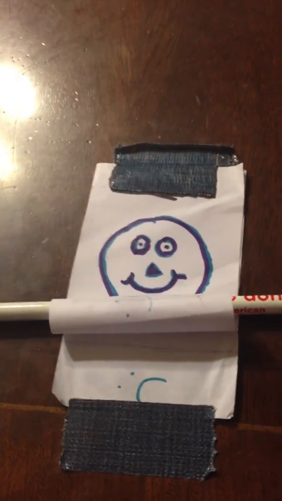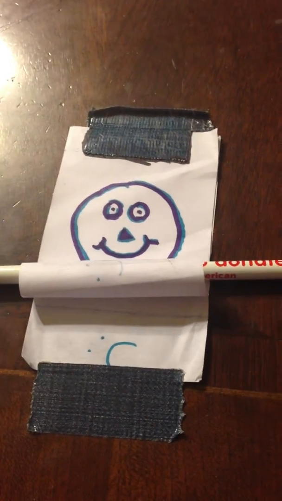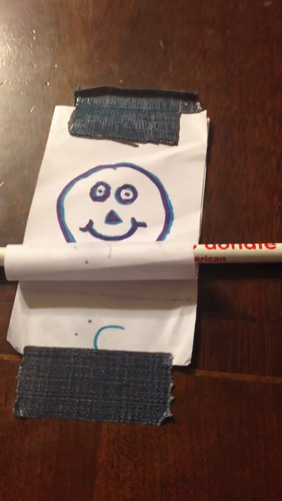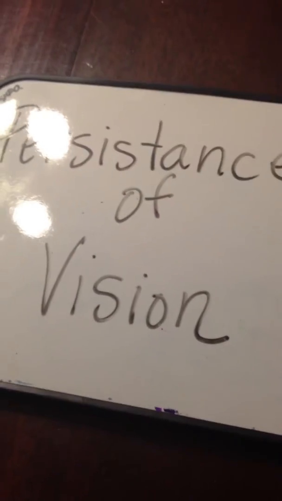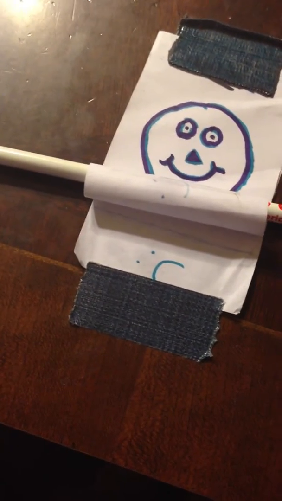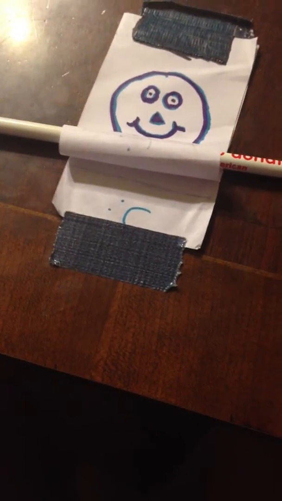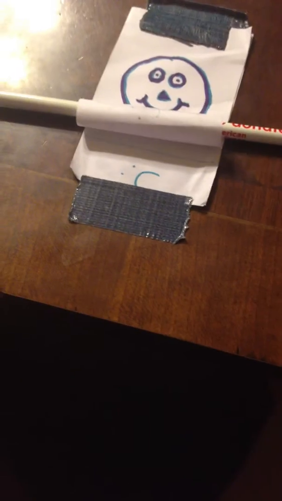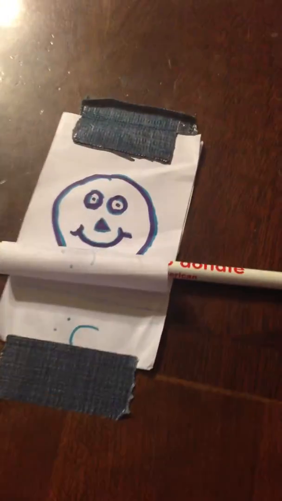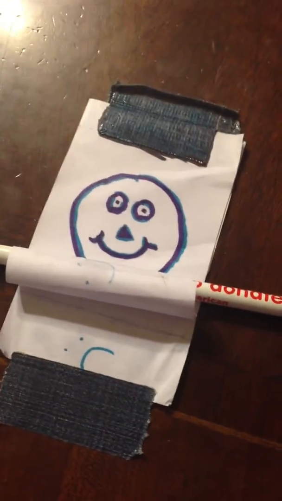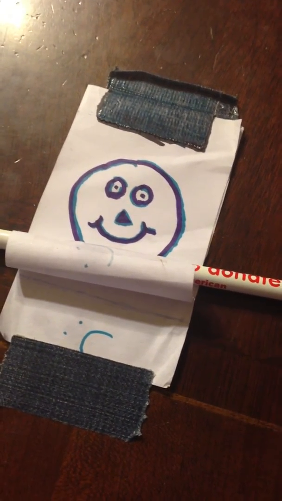Hi there, this is Debbie, and today we're going to do an experiment to try to understand something called persistence of vision. Now, if you persist in something, you keep going and keep going. So there's something about your vision that keeps going, and we're going to try to figure out what that is. But before we do our experiment to try to figure that out, we're going to review our scientific method.